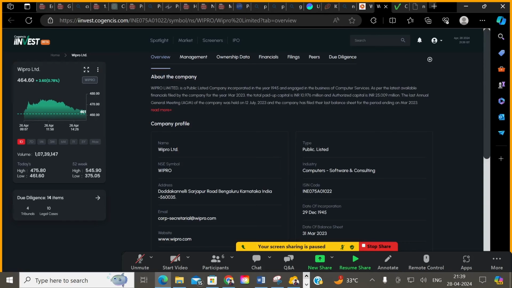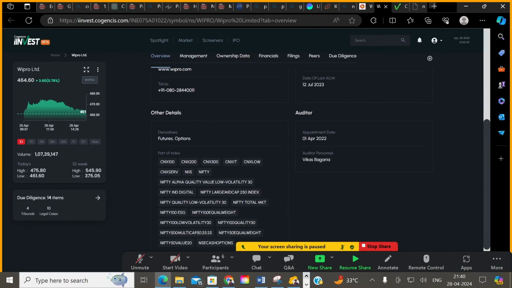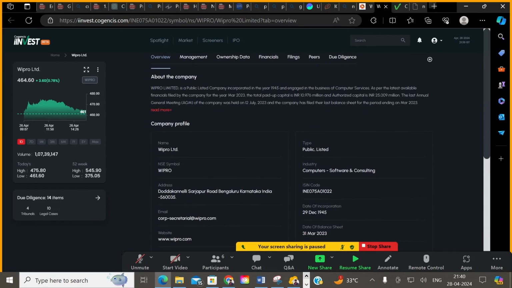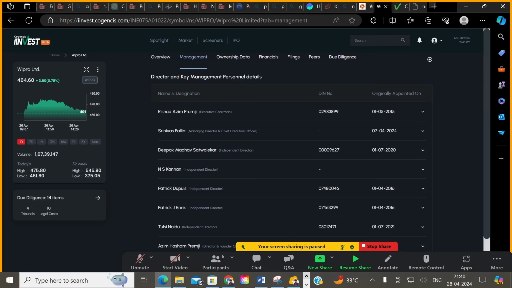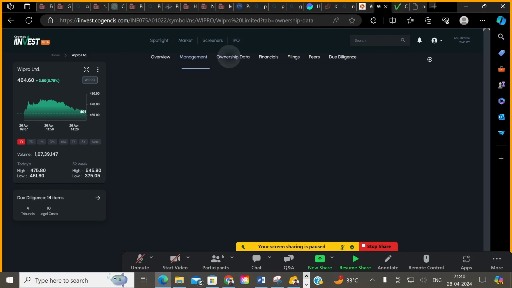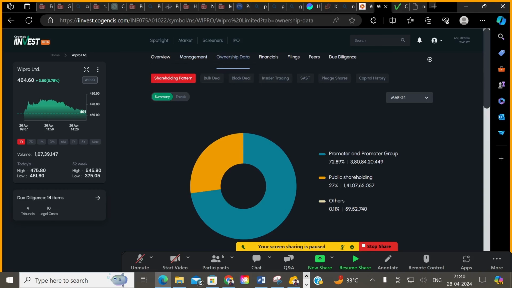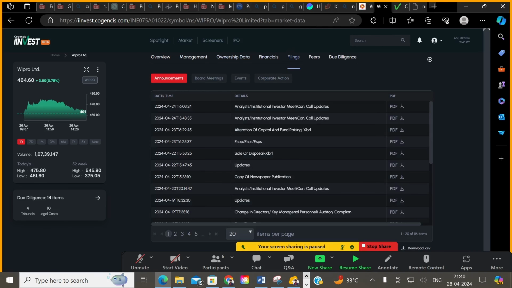Let's say companies, their records, price, all information, when it was listed, the segments, every piece of information is available. Management, right? Who are the majority stakeholders, directors, executives, CEOs, all that information is available here. Ownership details: promoters are holding 72%, right? Public is holding 27%. See this. Financial filings, due diligence of that particular company. If you see, all that information available on the market comes under your market data.